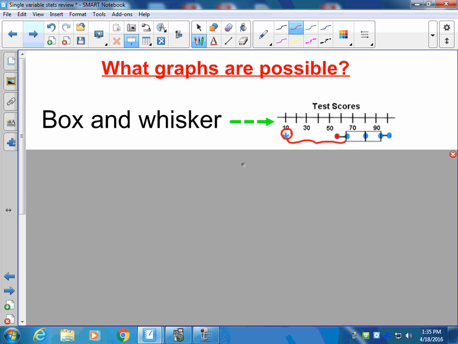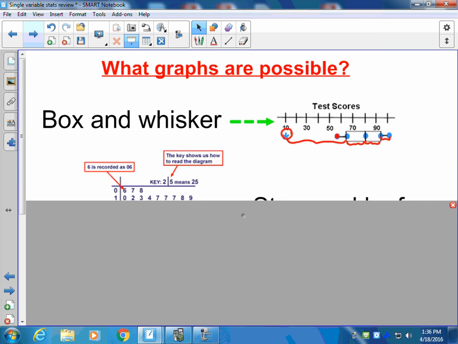But you want to remember that every one of these chunks represents 25% of your data. So if you have a very small interval in a box and whisker, it actually means that you have a lot of data, 25%, packed into that small interval overall.